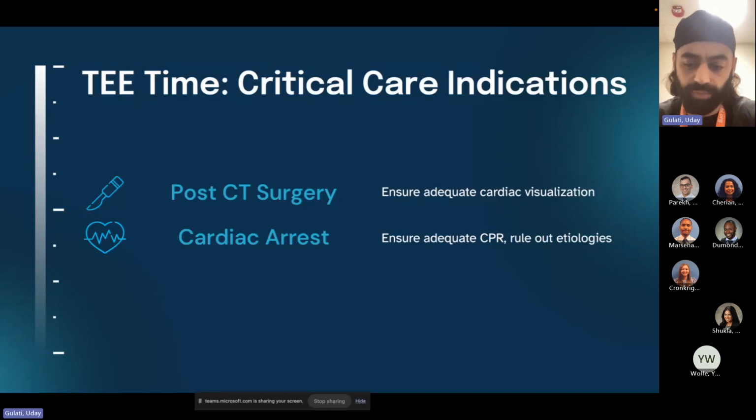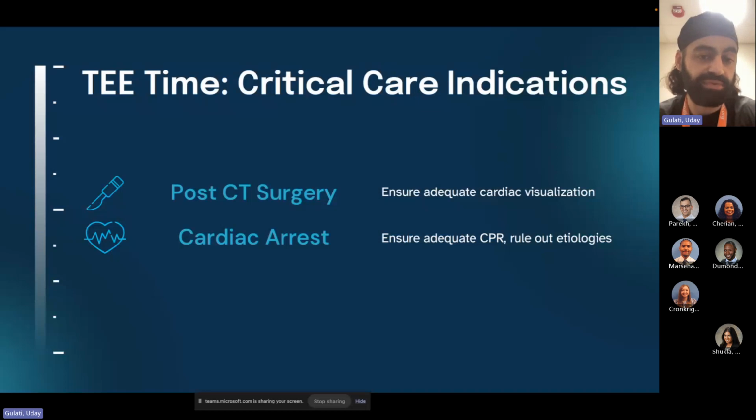I mean, you'll see programs from a training perspective, they'll have a TEE probe in every room just sitting there ready to use. They'll put it inside the patient. If they still need it, they'll leave it in there. And if they don't need it, they'll take it out and then wash it, clean it and then hang it again, so that if they need it again, it's ready to go.